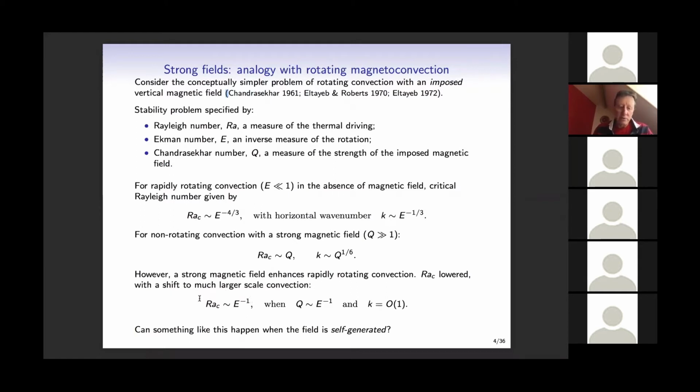Remember, Ekman is small, to Ekman -1. And crucially, you make this, that occurs when the scale is order 1. So the question that has been asked for a long time is, can something like this happen when the field is self-generated? There, of course, it's much more sneaky, because the field does what it does in a dynamo. You don't have control over it like you do to some extent when you impose it. But that's a kind of reason why people think that these Mach solutions might be there.